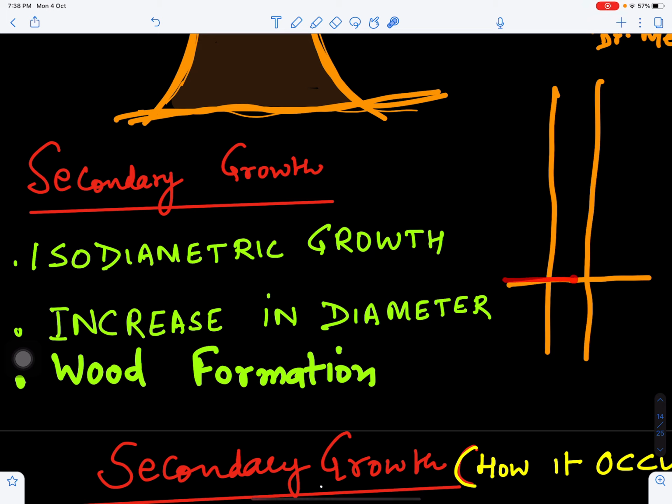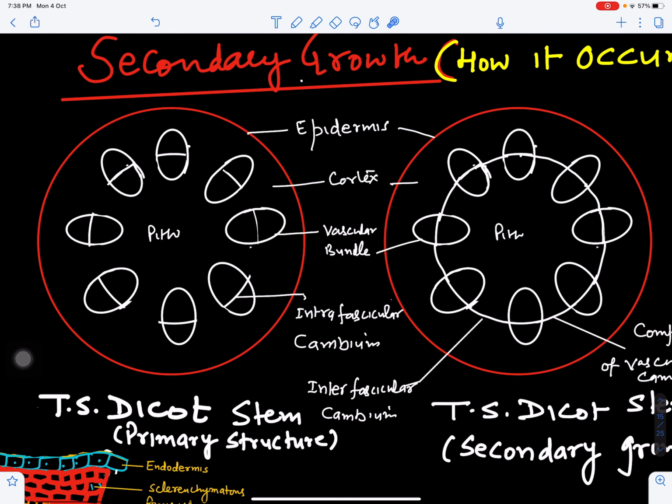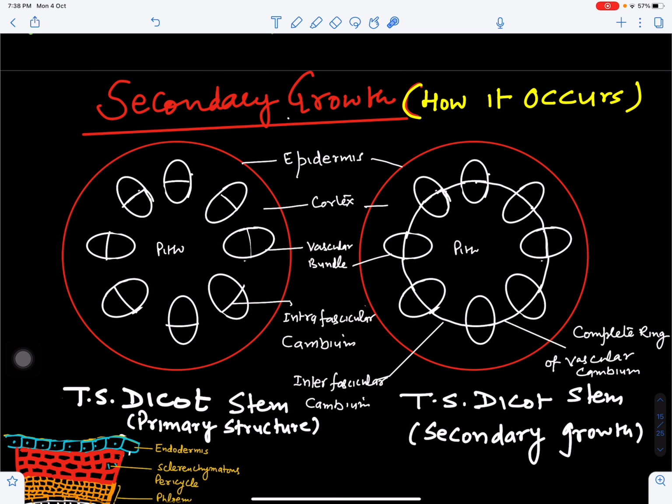Now, if we cut the section of the stem showing secondary growth, we can study the mechanism. How does this occur? First, we'll take the stems which are showing primary growth. Then we'll take the stems which are showing secondary growth, and we can understand the mechanism of how secondary growth occurs. Now in this slide, we'll study how it occurs. Now if we cut the section of the primary stem, when the section is cut, this is called a transverse section.